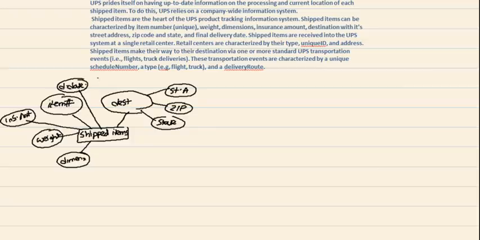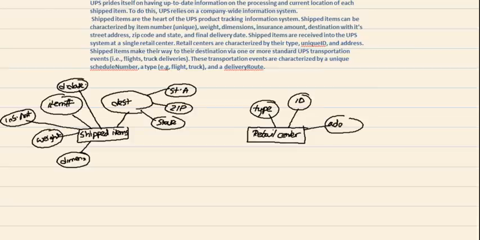Okay, I'm writing in a short form, but make sure to write meaningful attribute names in your exam, because it's kind of hard to write on a graphic tablet. I didn't get used to it yet. Anyway. So shipped items are received into the UPS system at a single retail center. Retail centers are characterized. So retail center is an entity. So retail center has a type, ID, and address, which is an atomic value in this case, because it wasn't specified if it has some divisions. All right, we'll write the key attributes later.